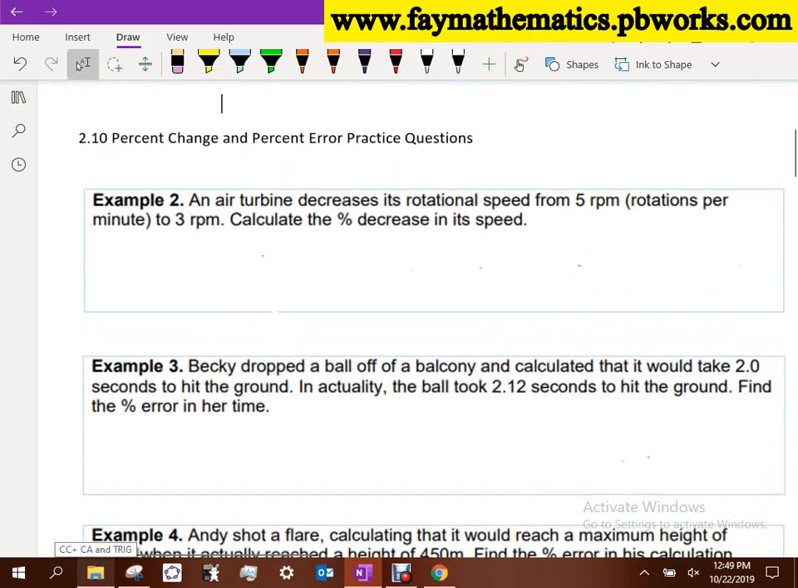Okay, so this first example says an air turbine decreases its rotational speed from 5 rotations per minute to 3 rotations per minute. Calculate the percent decrease. Okay, so they tell me percent decrease. So I think it's a good idea, guys, to always write your formula down, especially when these formulas are a little bit new to us.